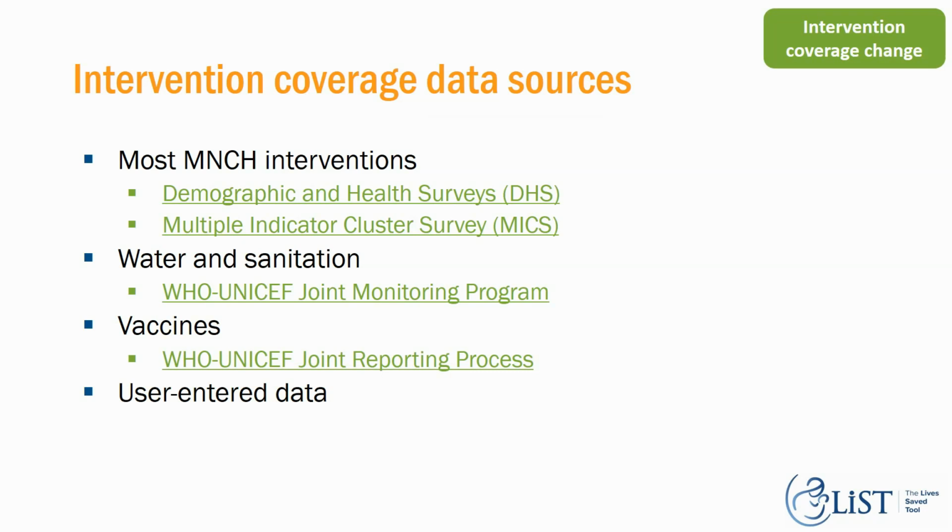Most of our maternal newborn child health intervention coverage data comes from the Demographic and Health Surveys or Multiple Indicator Cluster Surveys. The DHS and MICS have produced high quality data, and they produce it fairly regularly, so theoretically it's produced every 5 years, so it allows us to stay fairly recent. The water and sanitation data comes from the WHO and UNICEF Joint Monitoring Program. Vaccine information comes from the WHO UNICEF Joint Reporting Process.